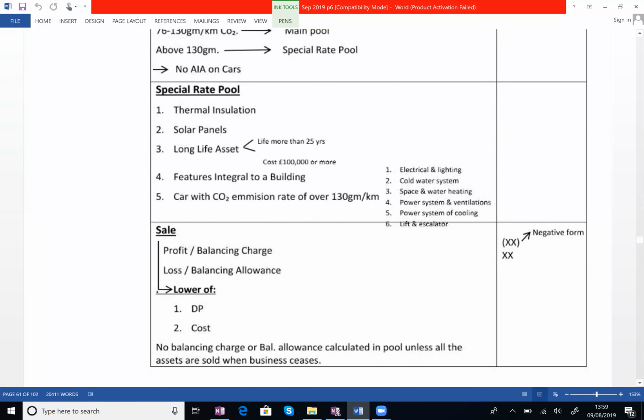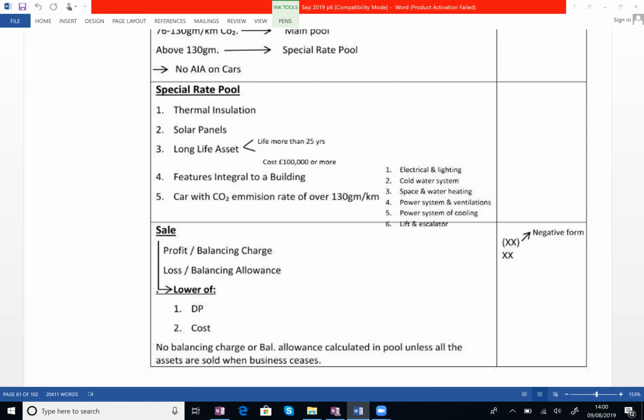Okay, last. When you sell the plant and machinery during the accounting period, always a balancing charge, meaning profit arises, or a balancing allowance, meaning loss arises. Tell me, when a balancing charge arises, will the balancing charge increase the trading profits or decrease? Increase. And balancing allowance decreases the trading profits.